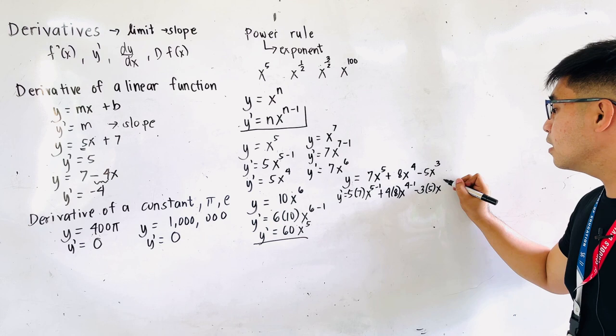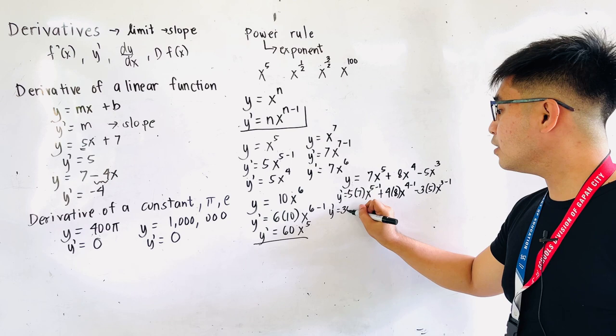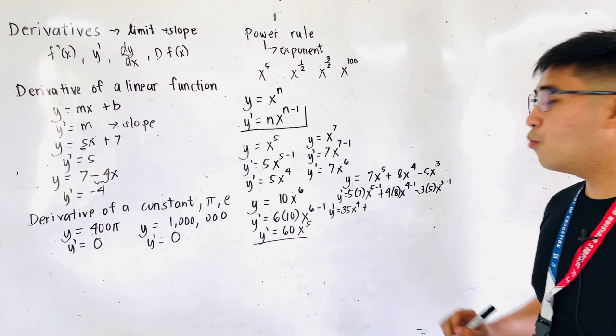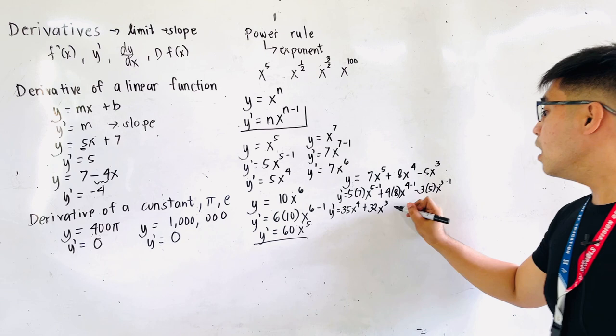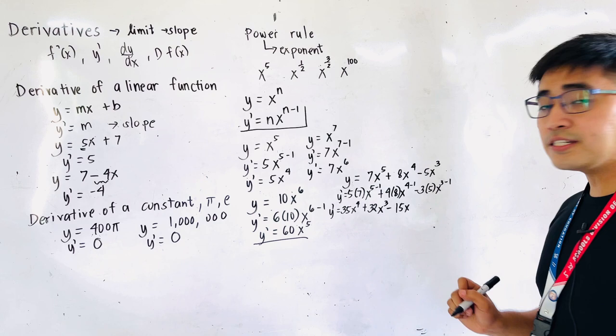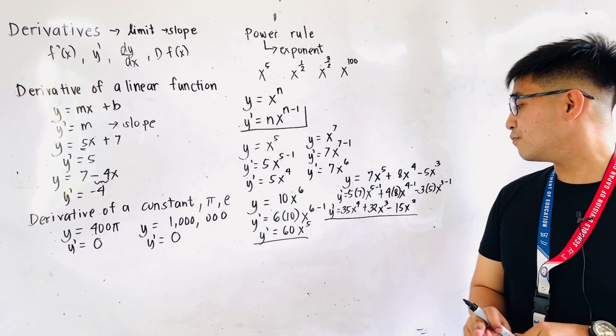Let us now simplify. Therefore, y prime is now equal to, what is 5 times 7? That is 35. X raised to what? 5 minus 1 is 4. Plus, what is 8 times 4? Very good. That is 32. X raised to what is 4 minus 1? 3. Therefore, that is x cubed. Minus, what is 3 times 5? 15. X raised to 3 minus 1, which is 2. Therefore, this is the derivative of y is equal to 7x raised to 5 plus 8x raised to 4 minus 5x cubed. So that is how we do it.